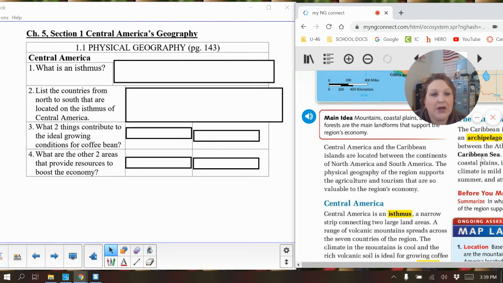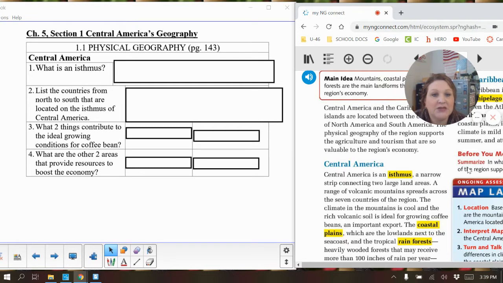Central America and the Caribbean islands are located between the continents of North America and South America. The physical geography of the region supports the agriculture and tourism that are so valuable to the region's economy. Central America is an isthmus, a narrow strip connecting two large land areas. A range of volcanic mountains spreads across the 7 countries of the region. The climate in the mountains is cool, and the rich volcanic soil is ideal for growing coffee beans, an important export.